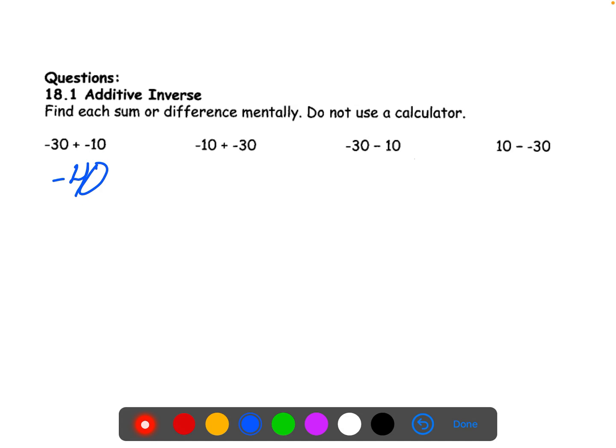Now, the change that's happened in the next expression is that the two terms that are being added have just switched directions. In addition, if we switch the two addends, that makes no difference in our sum, so that's going to have the exact same answer. Now we look at subtraction, and for this first one, negative 30 minus 10, we're taking 10 more away from the total. So that would be also negative 40.